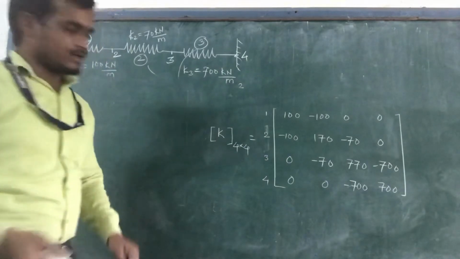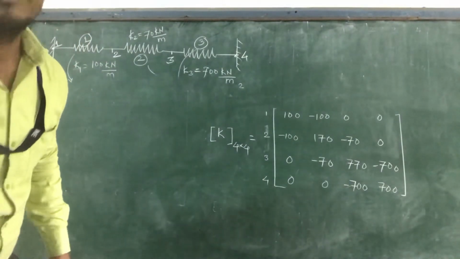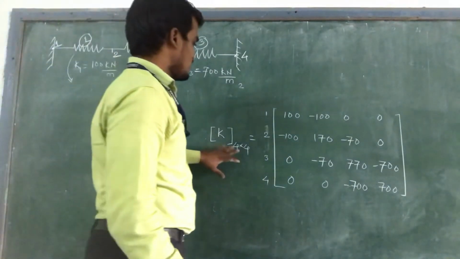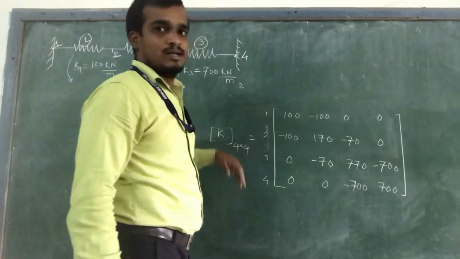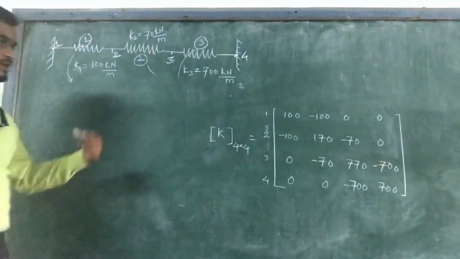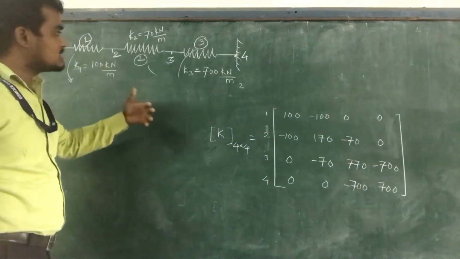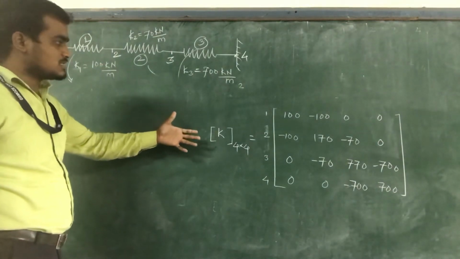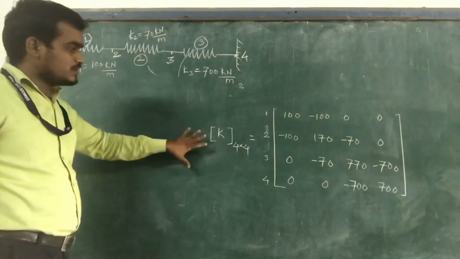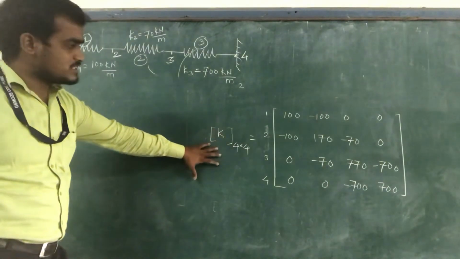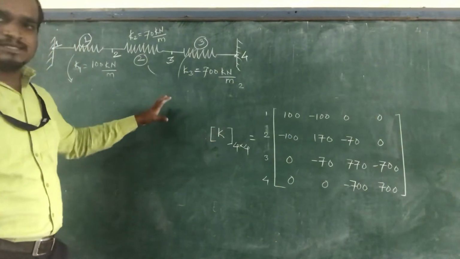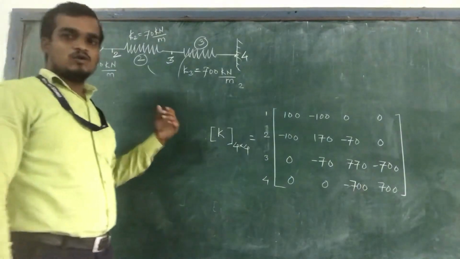Okay, this is your final global stiffness matrix K of 4/4 order. Now, we will take some other spring system examples to construct the global stiffness matrix. So in this way you can construct your global stiffness matrix. So the first step is to construct a global stiffness matrix.